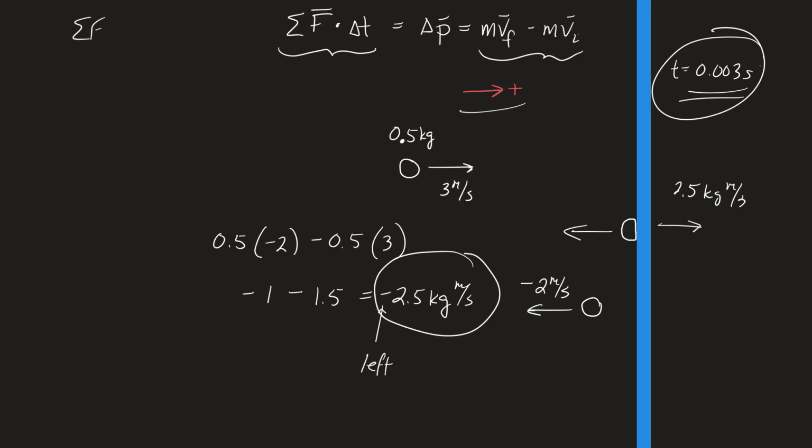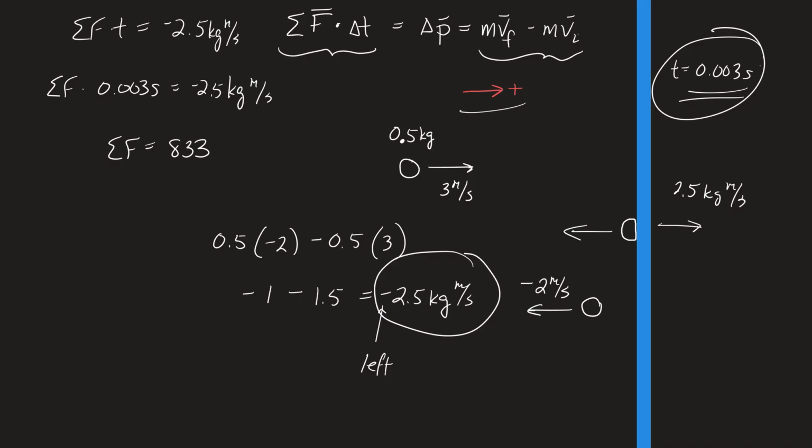So net force times time equals negative 2.5 kilograms meters per second. So we're going to have net force times 0.003 seconds equals negative 2.5 kilograms meters per second. That's all it is. So what's my big number here? It's got to be huge. 833?